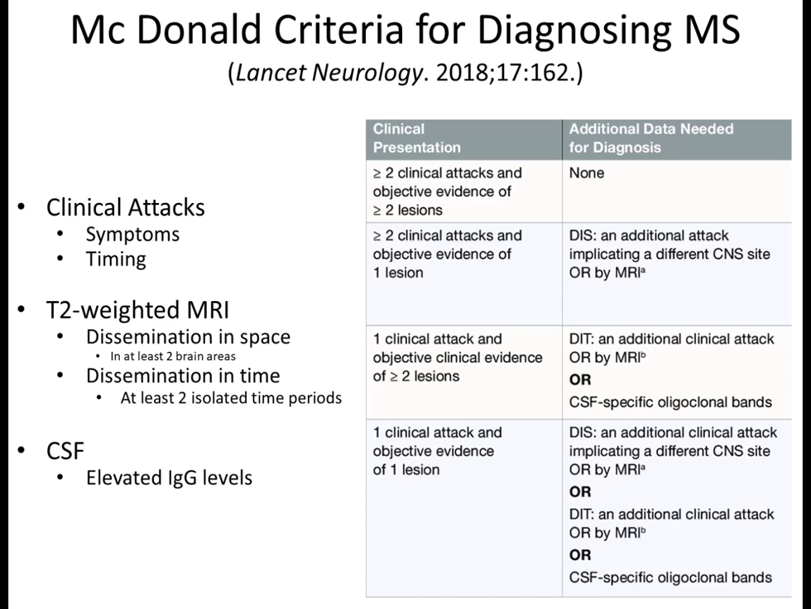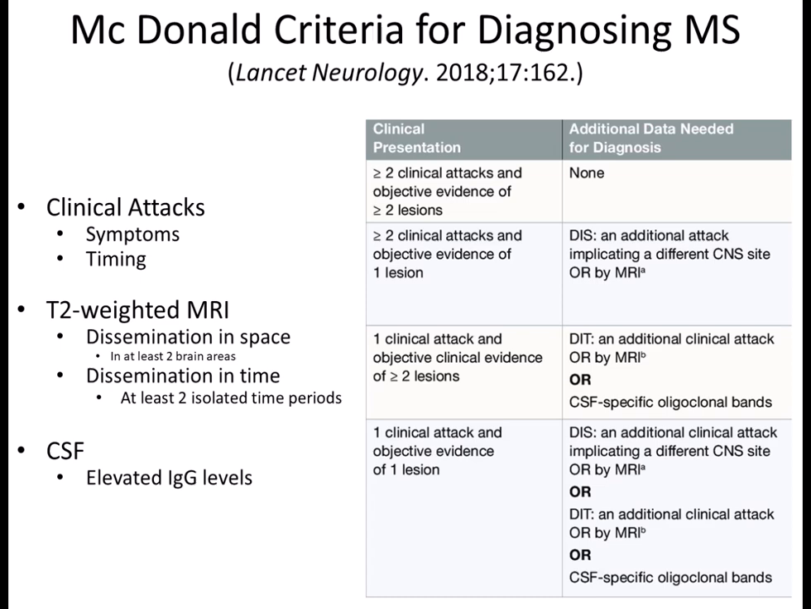Now, if you have 1 clinical attack and objective evidence of 2 or more MRI lesions, then you need dissemination in time, or DIT: an additional attack, or via MRI, dissemination in time, or you can have the presence of CSF-specific oligoclonal bands indicating elevated IgG levels.